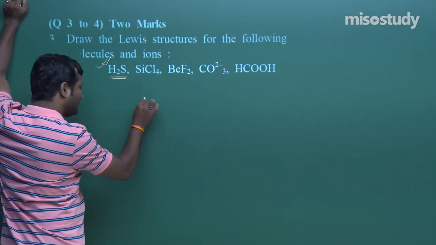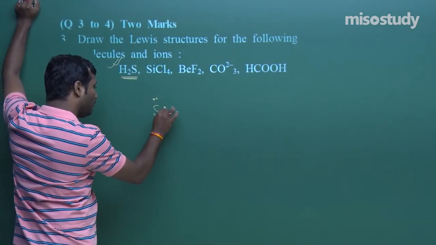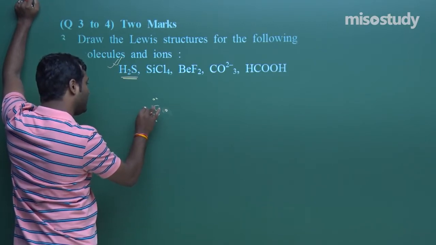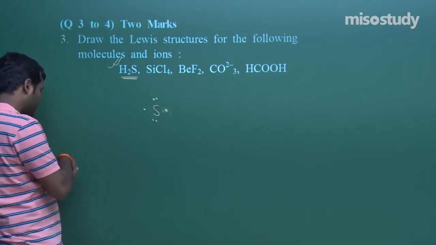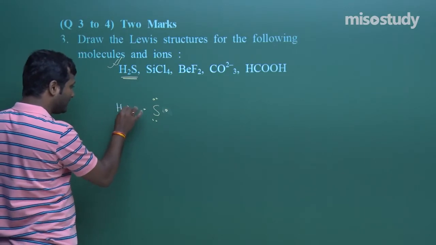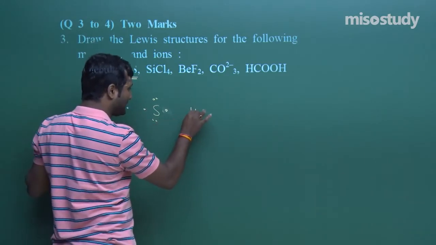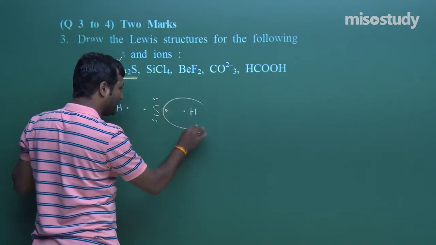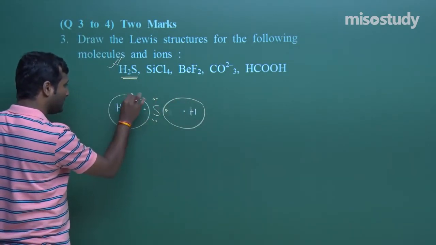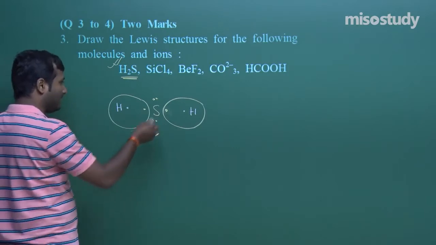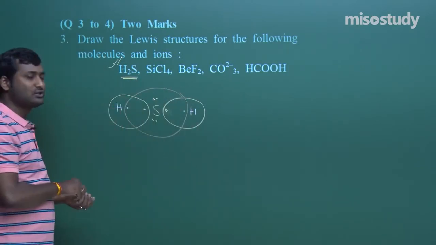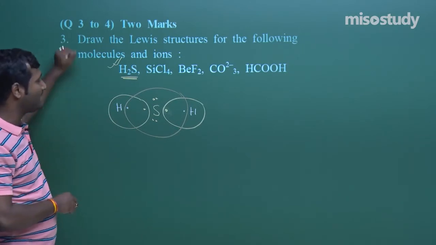For sulfur, that is 2, 2, 4, 2, 2, 4 and 5 and 6. Now this one is H. It contains 1 electron and this also contains 1 electron. Now what will happen? This will gain an electron and this will gain an electron. And further, it is like this. Clear to you? So this is the formation of H2S.